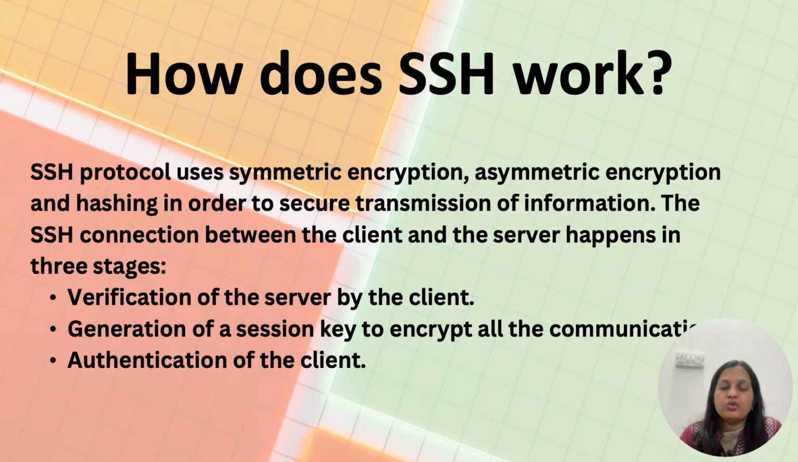the SSH protocol uses symmetric encryption, asymmetric encryption, and hashing to secure the transmission of information. There are three stages, but before that, let's understand what symmetric, asymmetric, and hashing are. Symmetric encryption is where a single key is used both for encryption and for decryption. This is a shared key that is generated on both the server and the client; both of them generate the same key, and the same key is used for encryption and decryption. It's a very secret key that is generated at session time. This is symmetric encryption: only one key is used.